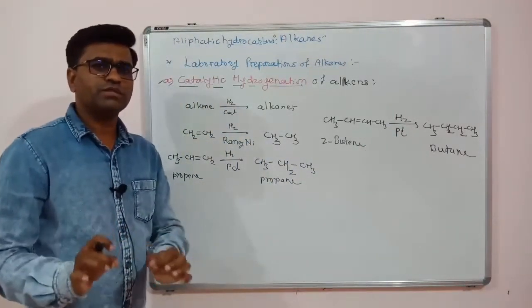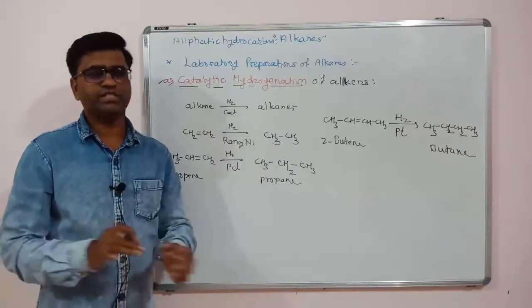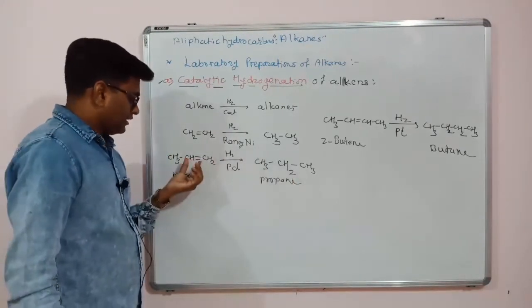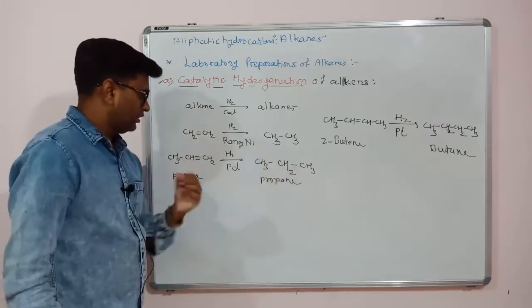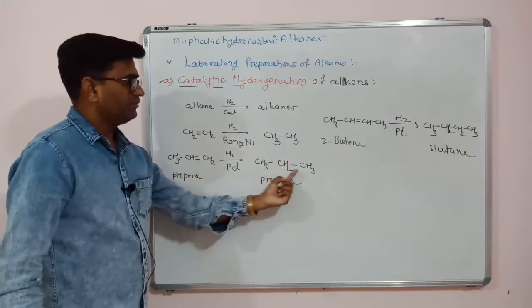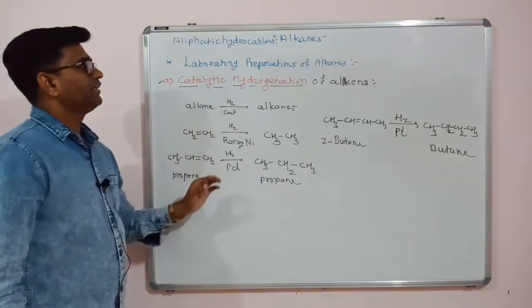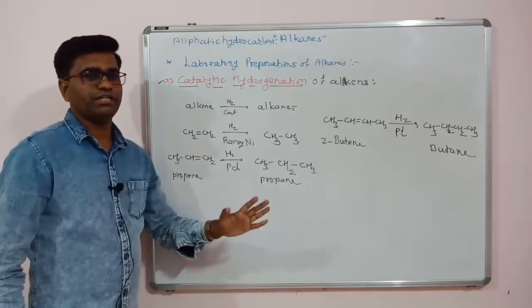So these are small things you should learn by observation and by practice. So propene is converted to propane. See, this double bond becomes single bond and each carbon will get one hydrogen extra. So this is called catalytic hydrogenation of alkenes.